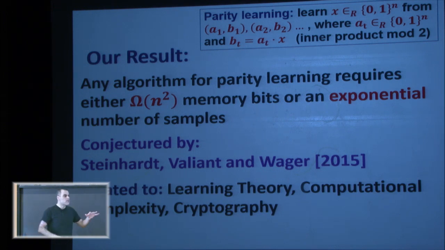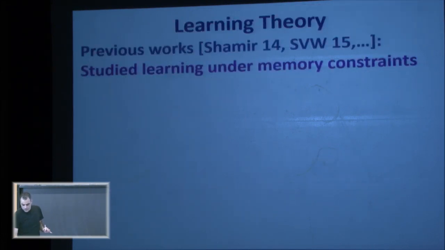And I will tell you a little bit about that, not all connections that I know, but a little bit about each. So the result is most related to learning theory. It actually came from learning theory, from the paper that I already mentioned of Steinhardt, Valiant, and Wager from last year. There were several works in learning theory that studied learning under memory constraints. And in particular, there was a paper by Ohad Shamir and the paper that I already mentioned that studied this exact problem of learning under memory constraints.